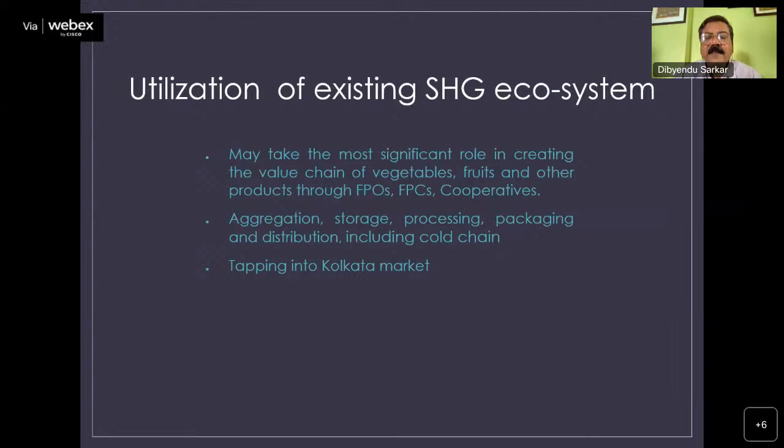Yes. The existing SHG ecosystem can be utilized because they can take the most significant role in creating the value chain of vegetables, fruits, and other products. They have their farmer producer organizations, farmer producer companies, cooperatives, all this can be set up. And through these, we can think of scaling up: aggregation, storage, processing, packaging, distribution, cold chain management. Tapping the Kolkata market can also be thought of. Go to the next one.